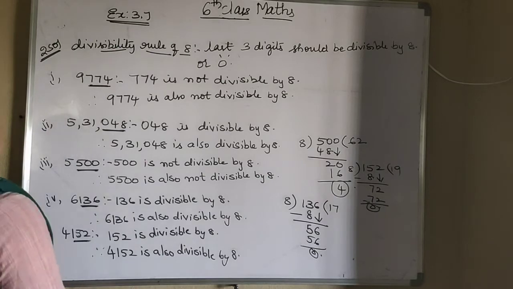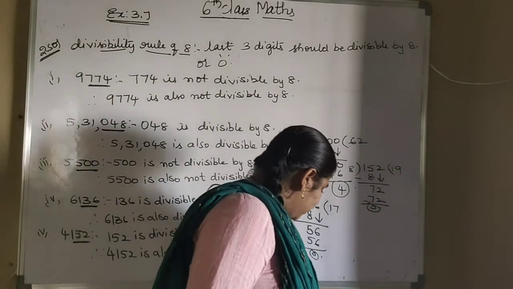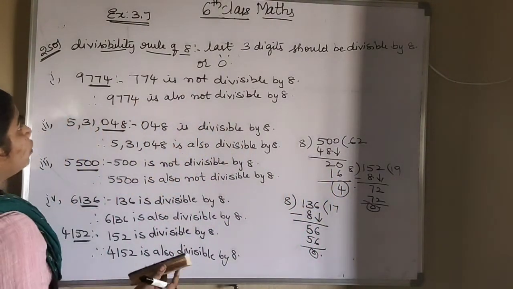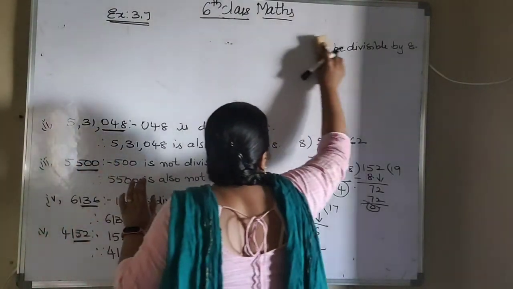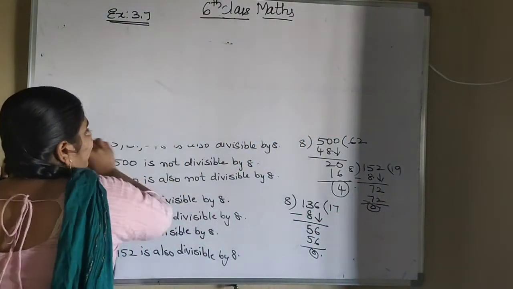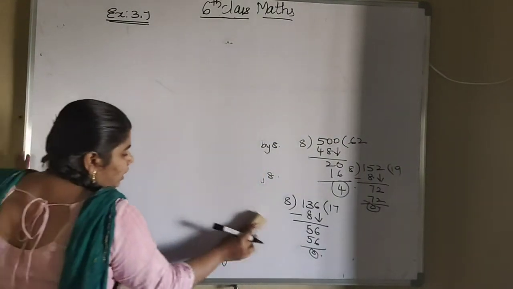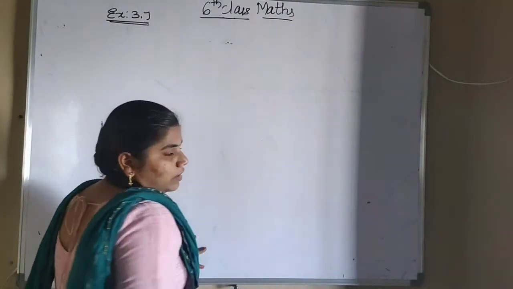Okay, so this is our second solution about the divisibility rule of 8. Next is the divisibility rule of 11. Already I gave the divisibility rule of 11. So what is the divisibility rule of 11? The difference between the sum of odd places and even places should be a multiple of 11 or it should be 0.